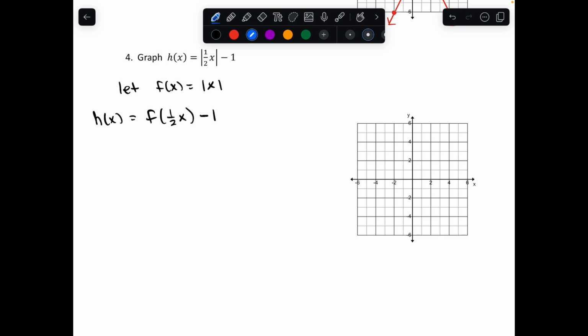What's happening to our function? Well, first off, we have this 1/2 in here. So I'm going to be multiplying my input by 1/2, as in I'm going to stretch out my graph horizontally, or you could say a vertical compression. And finally, we have this minus 1, so we're going to shift our graph 1 unit down. Let's start off by drawing our base function.